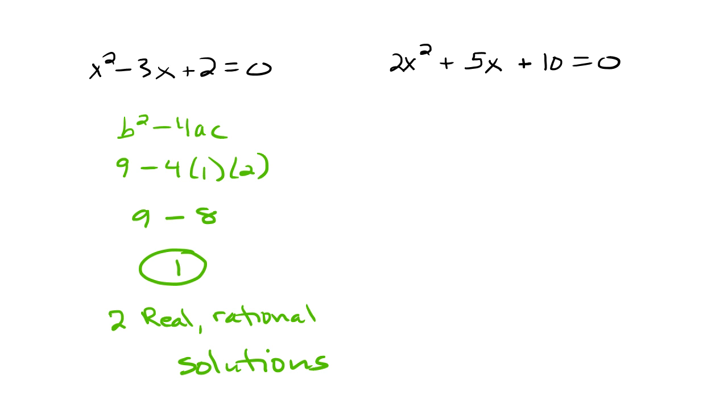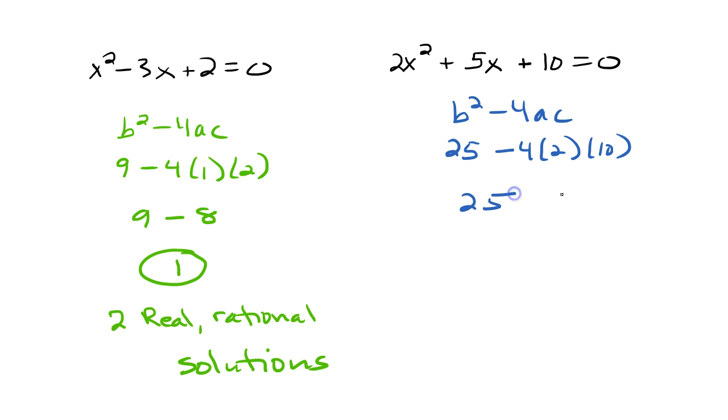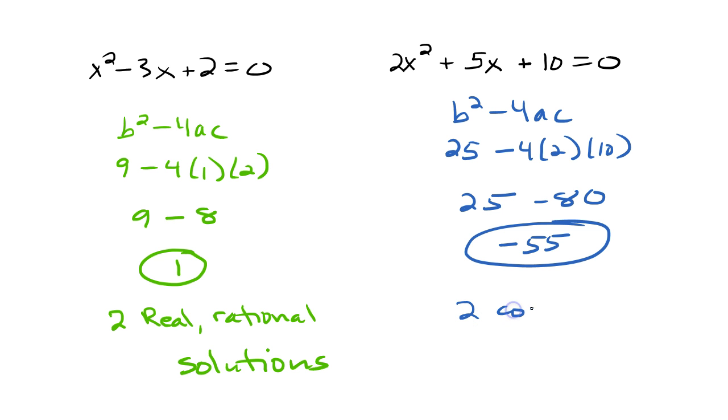For the second one here, if I do the same thing, I'm looking at b squared minus 4ac. b is 5, so b squared is 25, minus 4 times 2 times 10. 25 minus 80 is a negative 55. Now that's a negative number, so that tells me that I have two complex solutions.